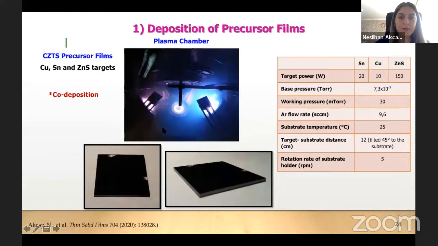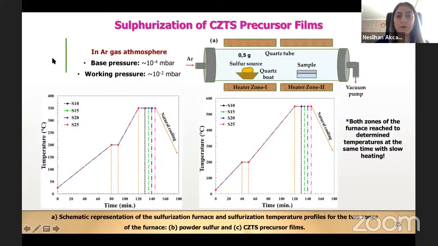And here you see the plasma chamber for this deposition. And these are the precursor films which we obtained by using this method. So these precursor films were sulfurized in our laboratory. Here you see we used two zones of the furnace for the sulfurization, and we used sulfur powder, 0.5 gram, as a sulfur source in the sulfurization process. In this process, we applied slow heating for the sulfurization.